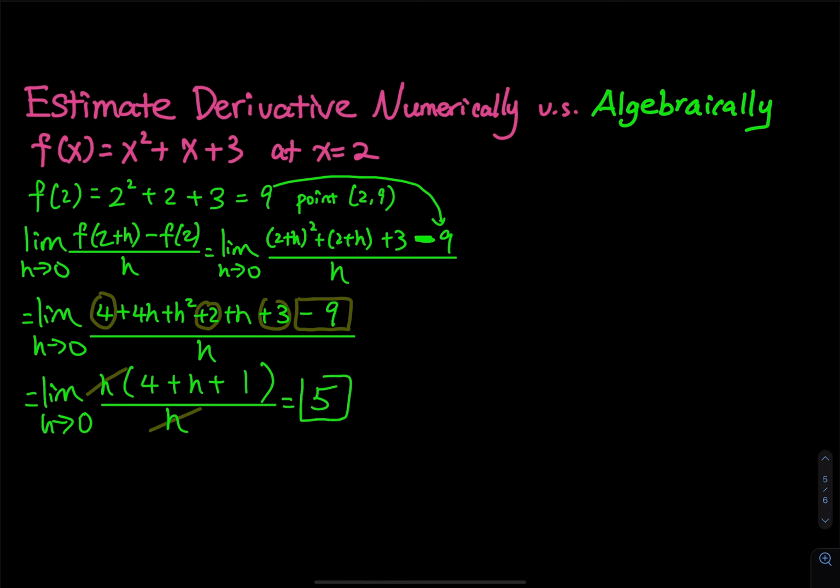So what is this called? This is called the slope of the tangent line at that point. Or you can just say this is the slope of the curve, the parabola, at x equals 2. So how do you find the slope? How do you estimate the slope algebraically?